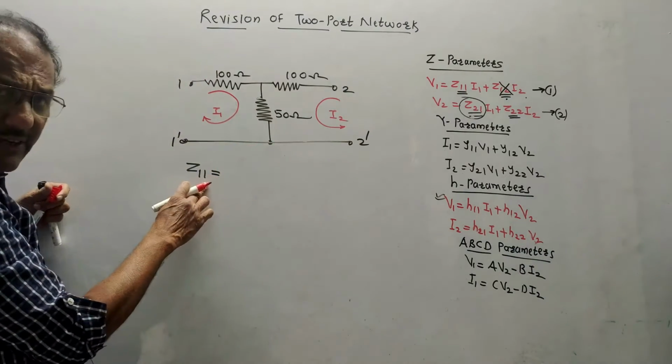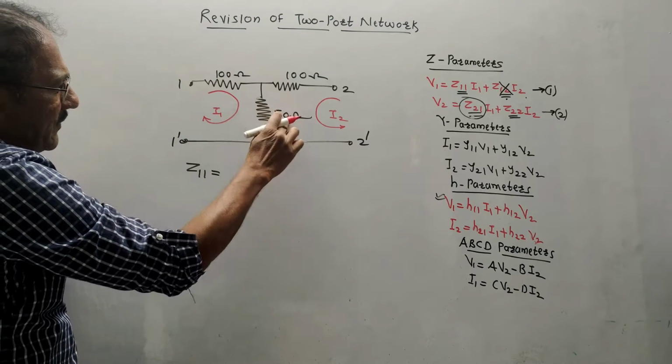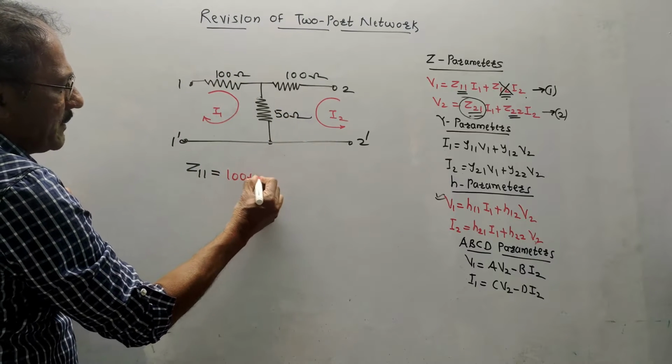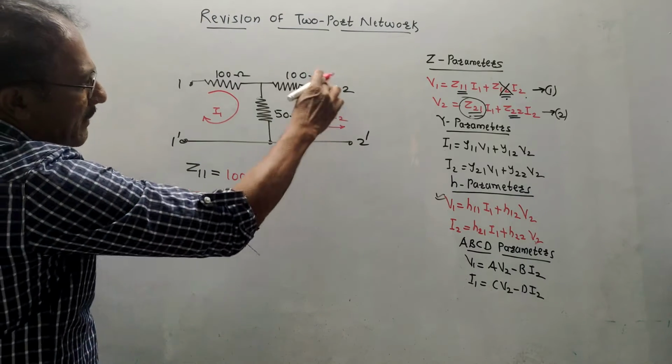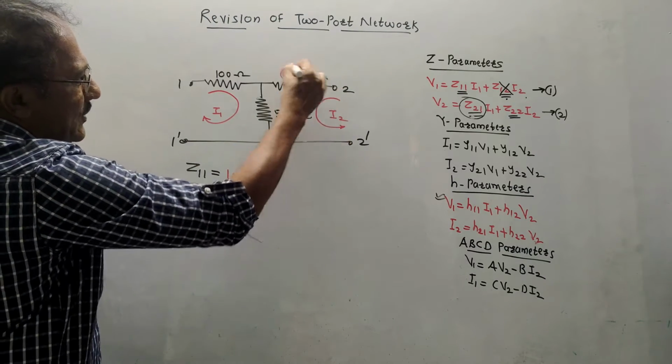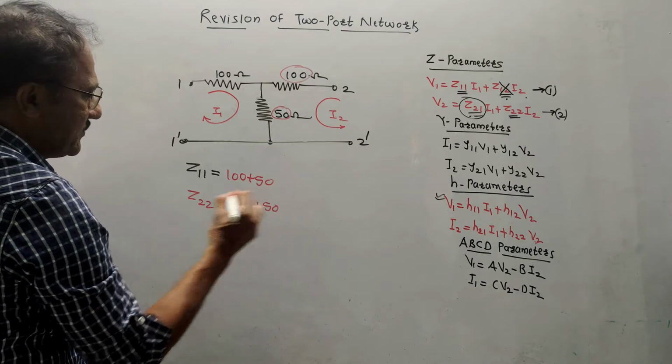Now the formula is Z11 is the addition of impedances where I1 flows. I1 is flowing through 150, so I will write 100 plus 50. Then Z22 is a simple formula, the addition of impedances where I2 flows. I2 is again flowing through this 150, so it becomes the same, 100 plus 50, that is 150.